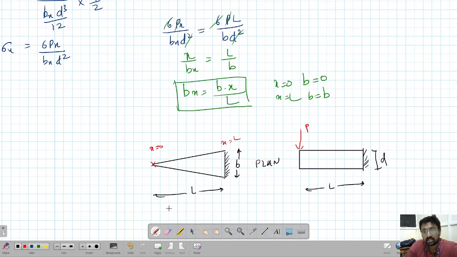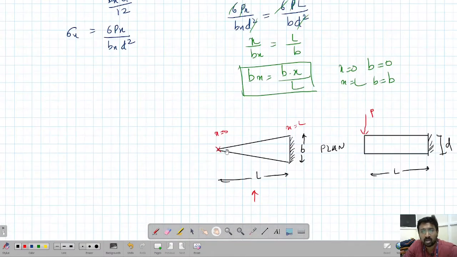Okay, but if you look from this side, what you will see is a regular beam like this. But it is actually coming out. It's like a triangle from the plan, and it's a normal rectangle from the side view. Okay, so this is the beam of uniform strength.